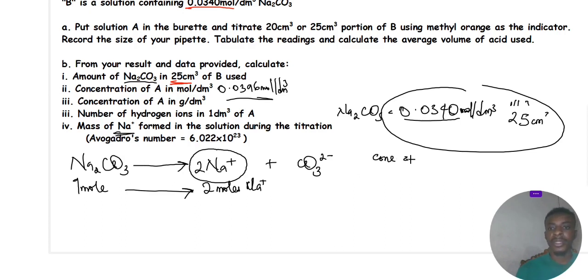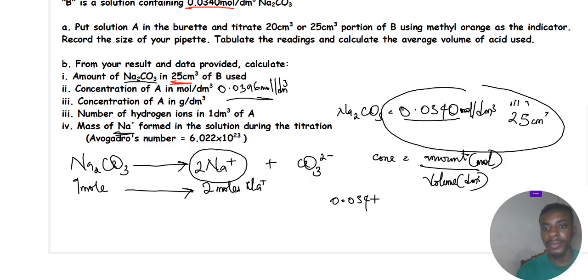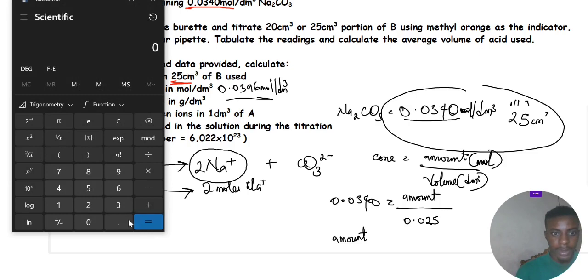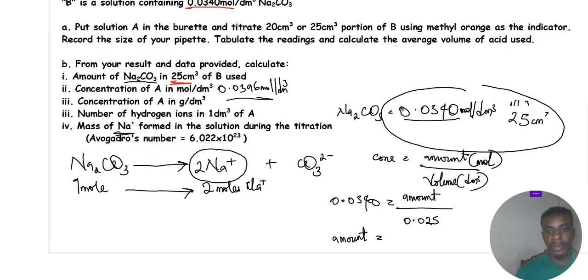To do that, we have concentration is equal to amount in mole over volume in dm cube. Now the concentration we have to be 0.0340 equal to the amount, which is what we are looking for, over the volume, which is 25. Convert to dm cube, we have 0.025. So when you multiply everything together, 0.0340 times 0.025, we have 0.00085. So amount is 0.00085 mole.